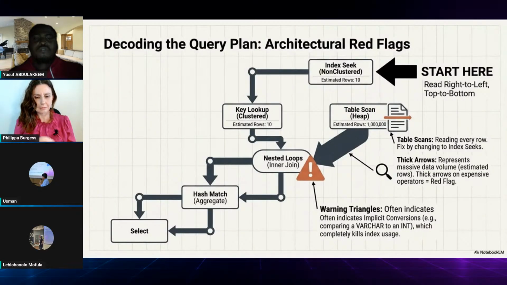So if you want to decode your query plan, the architectural red flags. You start here, read right to left, top to bottom, then the index seek, which is non-clustered, then the key lookup, clustered, up to 10 rows. Then the nested loops, that is the inner join, the hash match to aggregate, then select.